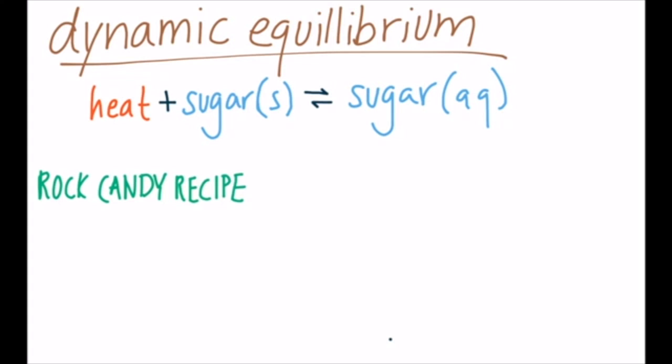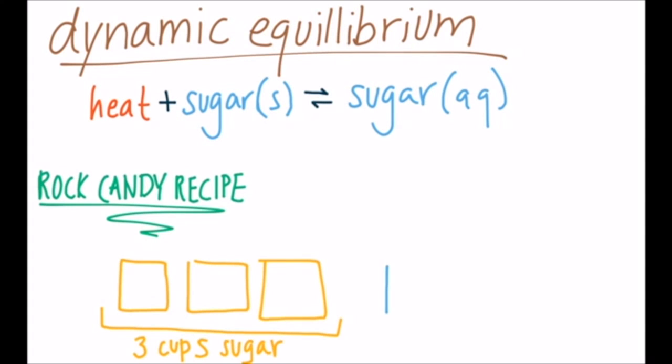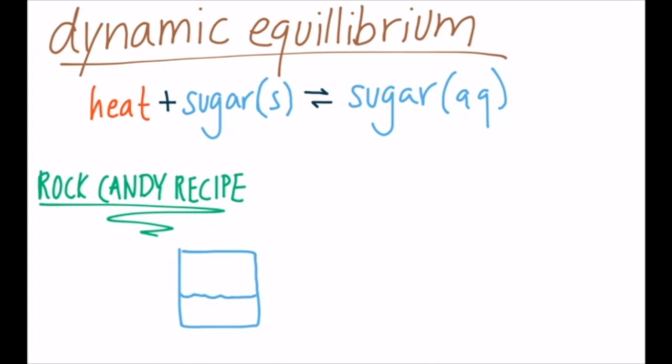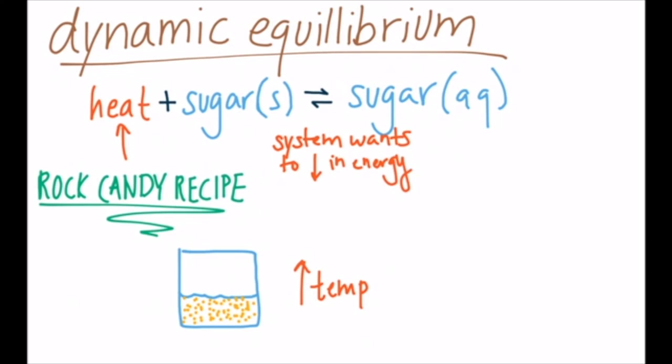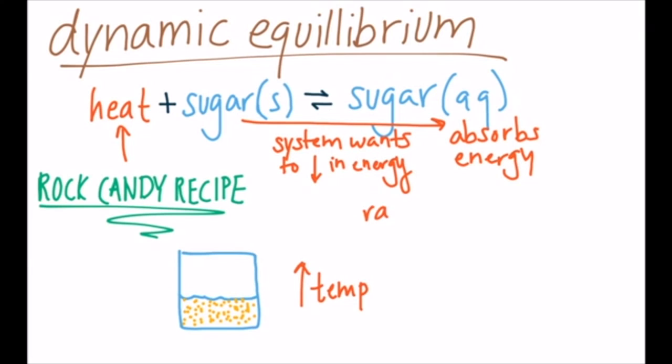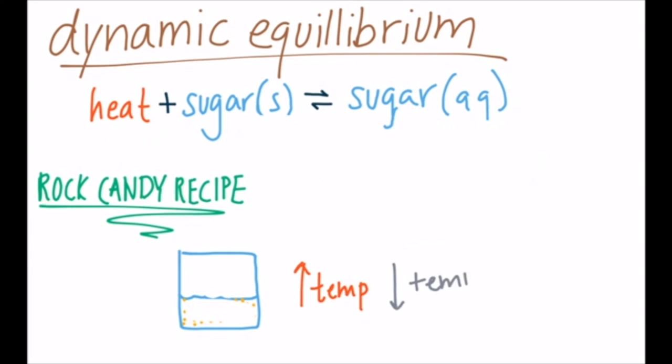Let's talk about the recipe for rock candy. We combine 3 cups of sugar and 1 cup of water. We see that the solution is saturated at this point and all the sugar can't dissolve. Then we increase the temperature so the system is shifted away from equilibrium. The system acts to restore the equilibrium, so it wants to reduce the energy. The chemical breakup of bonds absorbs energy, so the rate of dissolving increases. All the sugar now can dissolve.